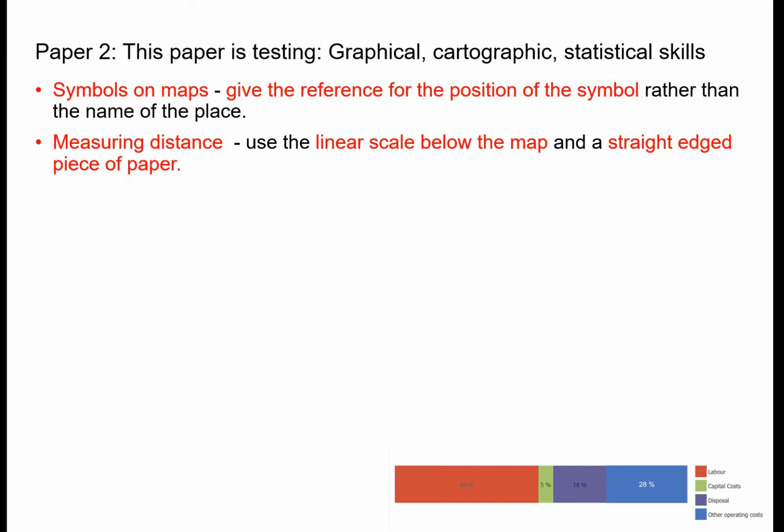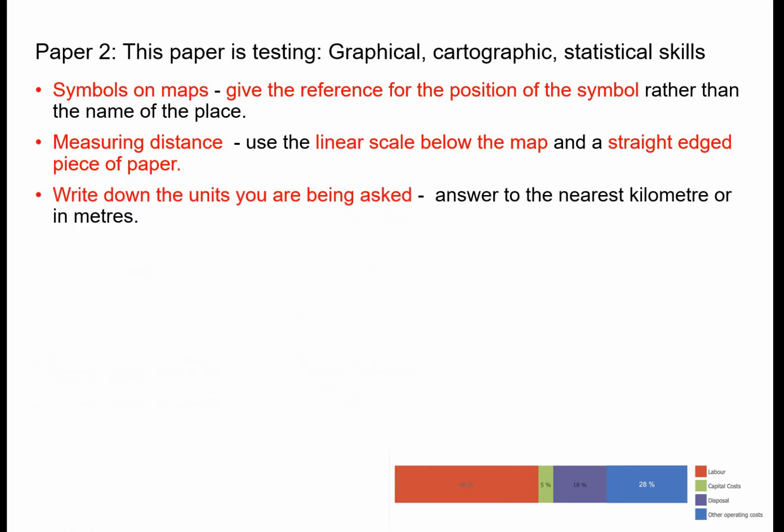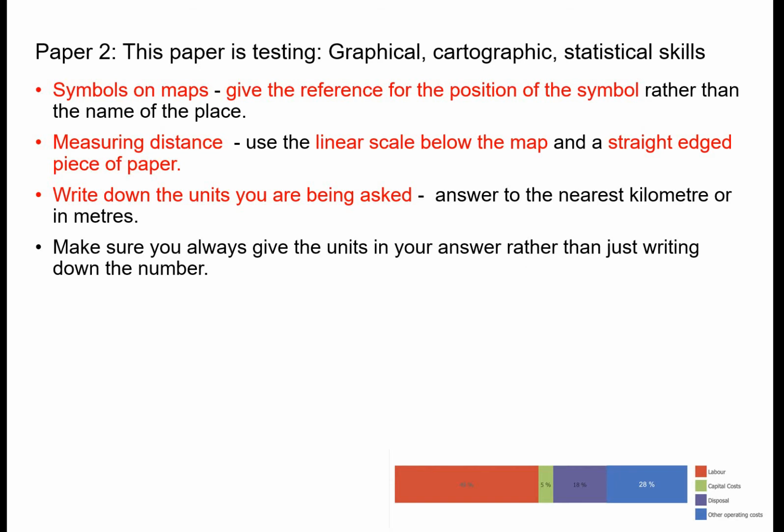Measuring distance, and again, this is about using the scale and the skills to measure distance. And there are a couple of ways to do that for Paper 2, which I'll go through a bit later. Write down the units that are being asked. Don't assume that the units are something else. Make sure you're looking at the question and provide the units. These are just points to remember and where students have fallen down in the past. So make sure you always give the units in your answer rather than just writing down the number.